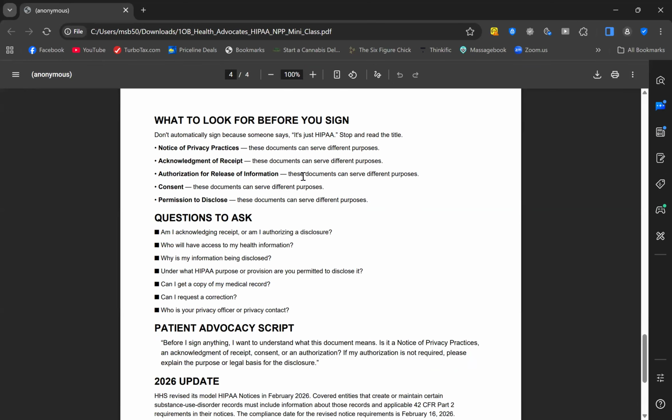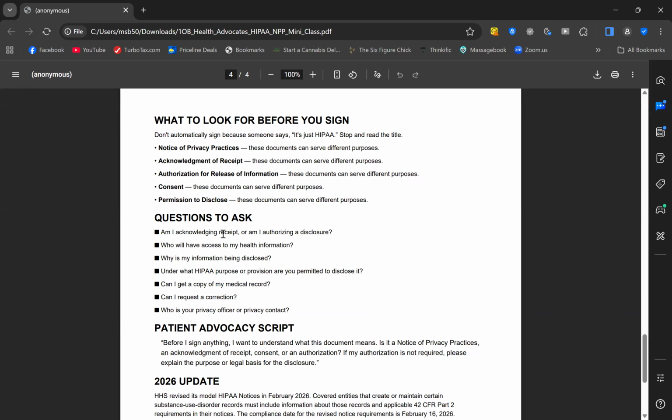Now, authorization of release of information, that means when you sign that document, you're authorizing someone that you designate to receive your health information, whether it's a specialist, a healthcare provider, a friend, a family member, somebody that you designated to receive your information. Consent. You give your consent for a procedure that you're having done. Permission to disclose. You can give that permission to disclose.